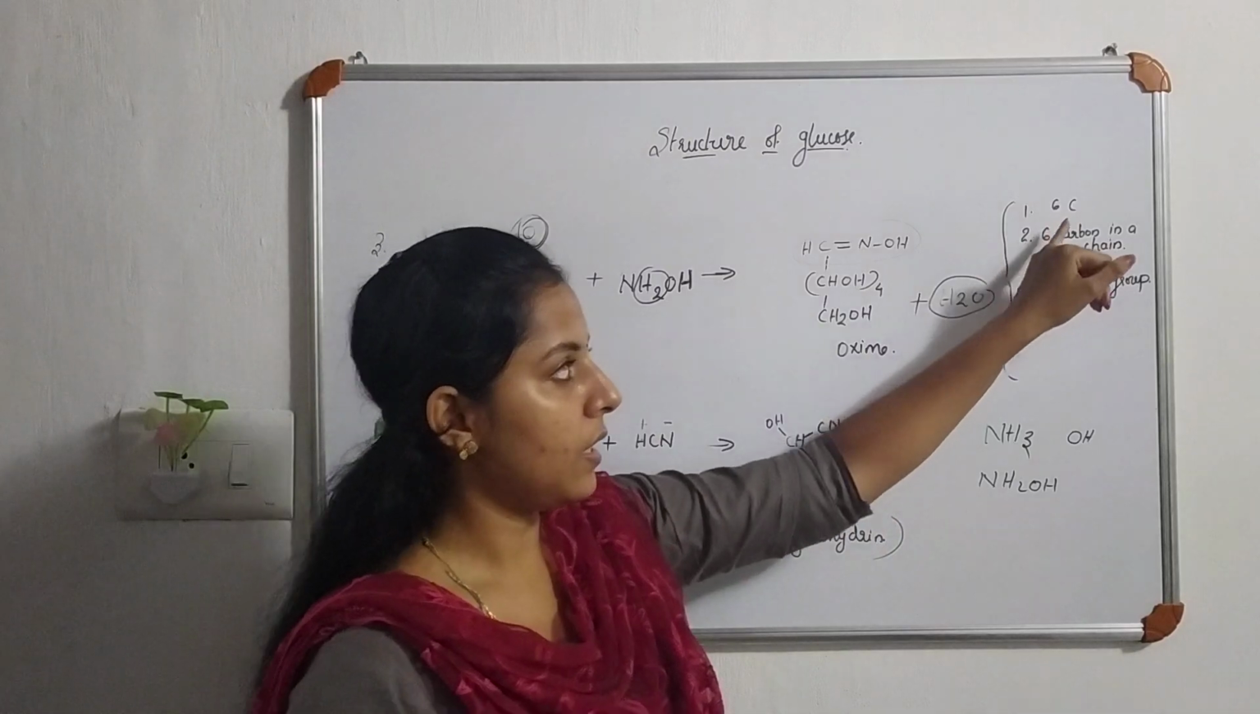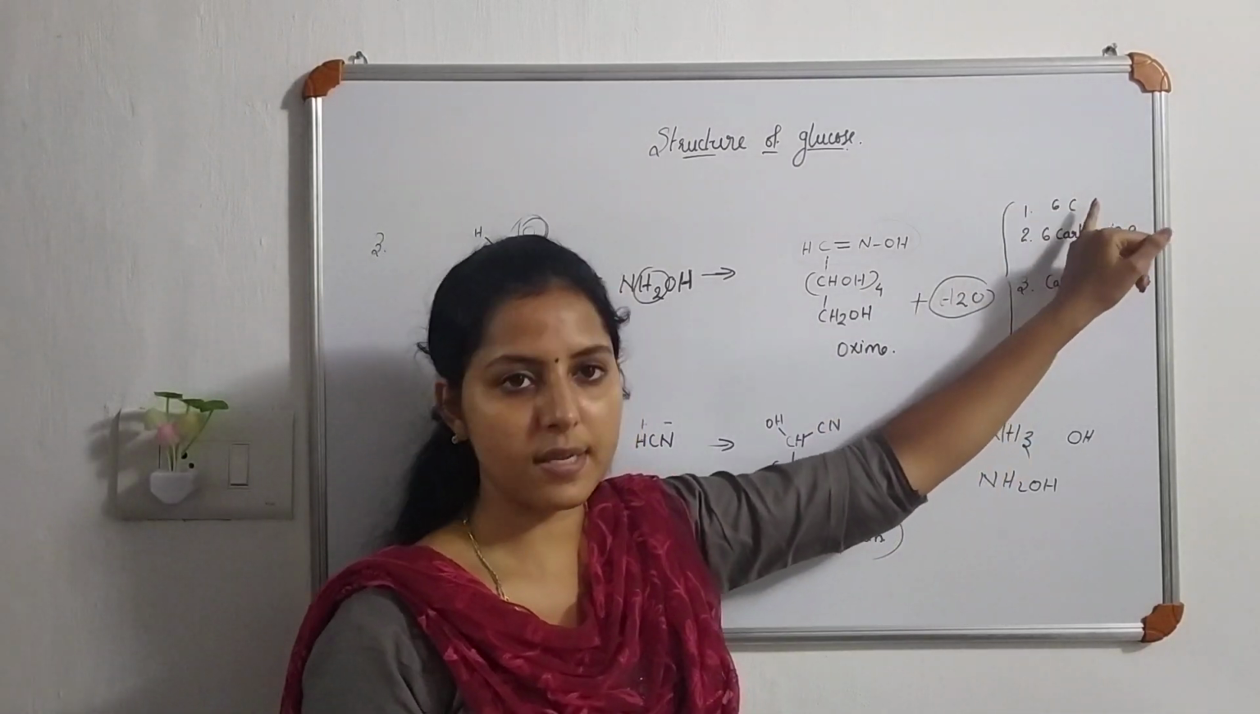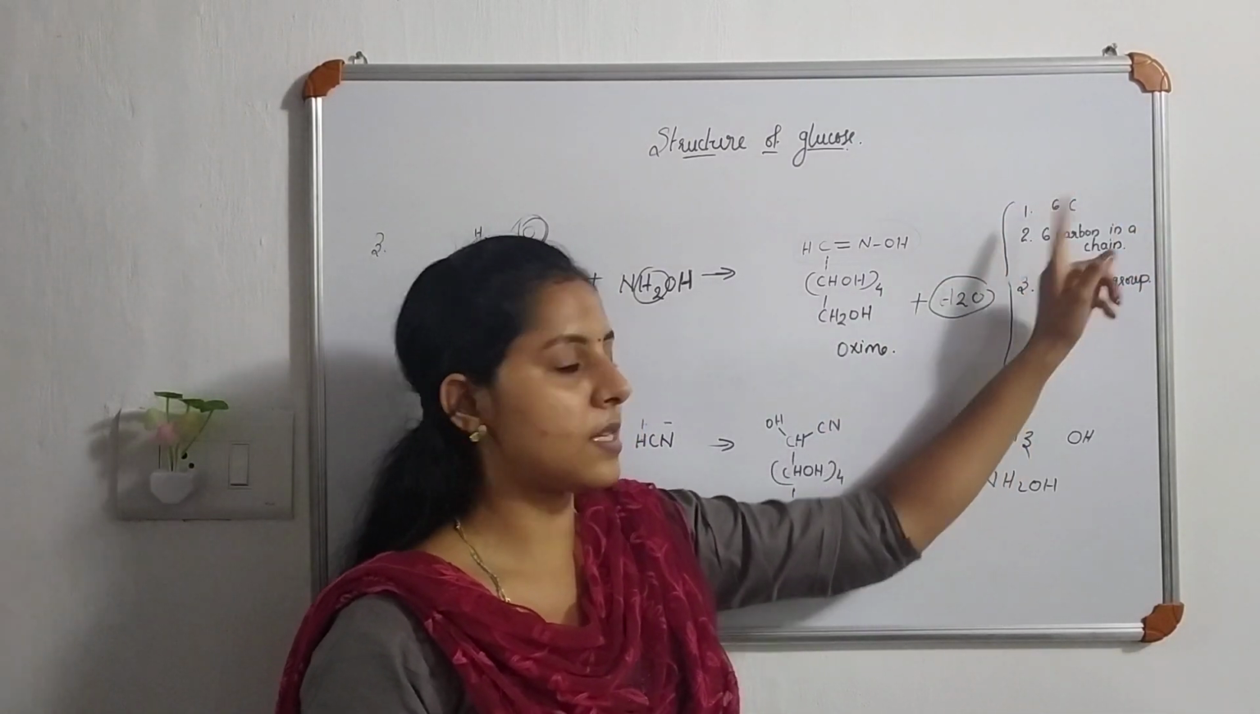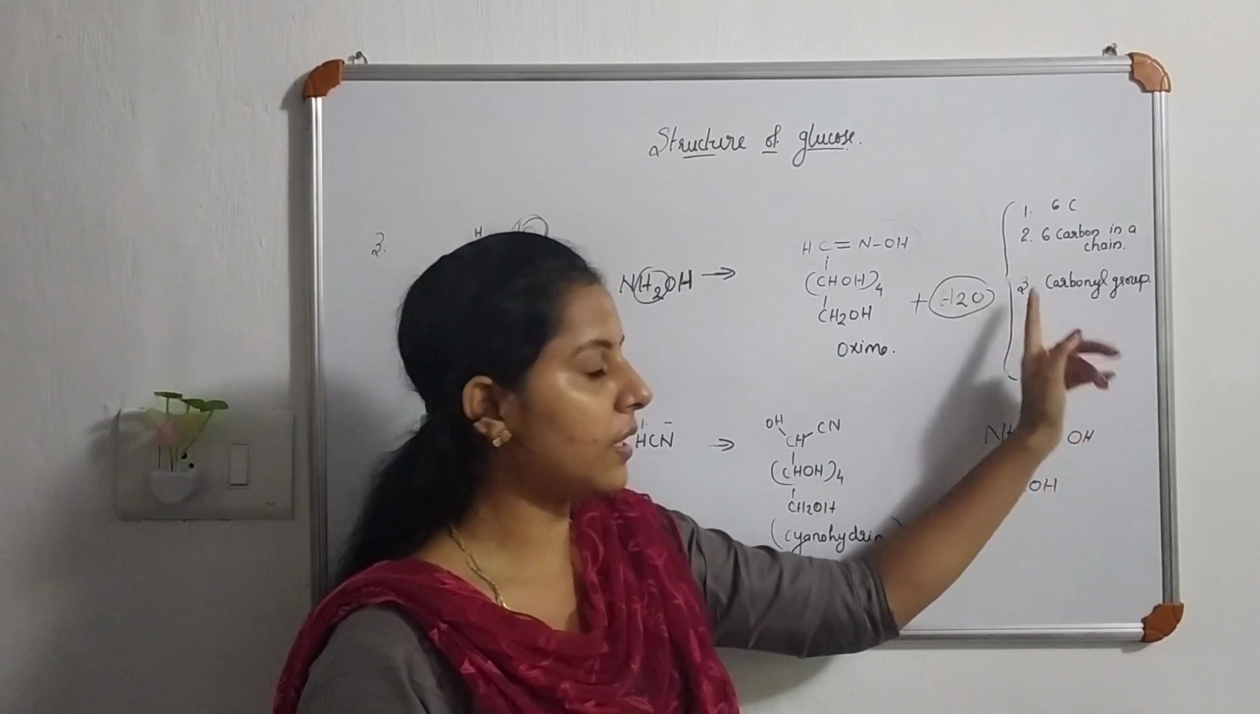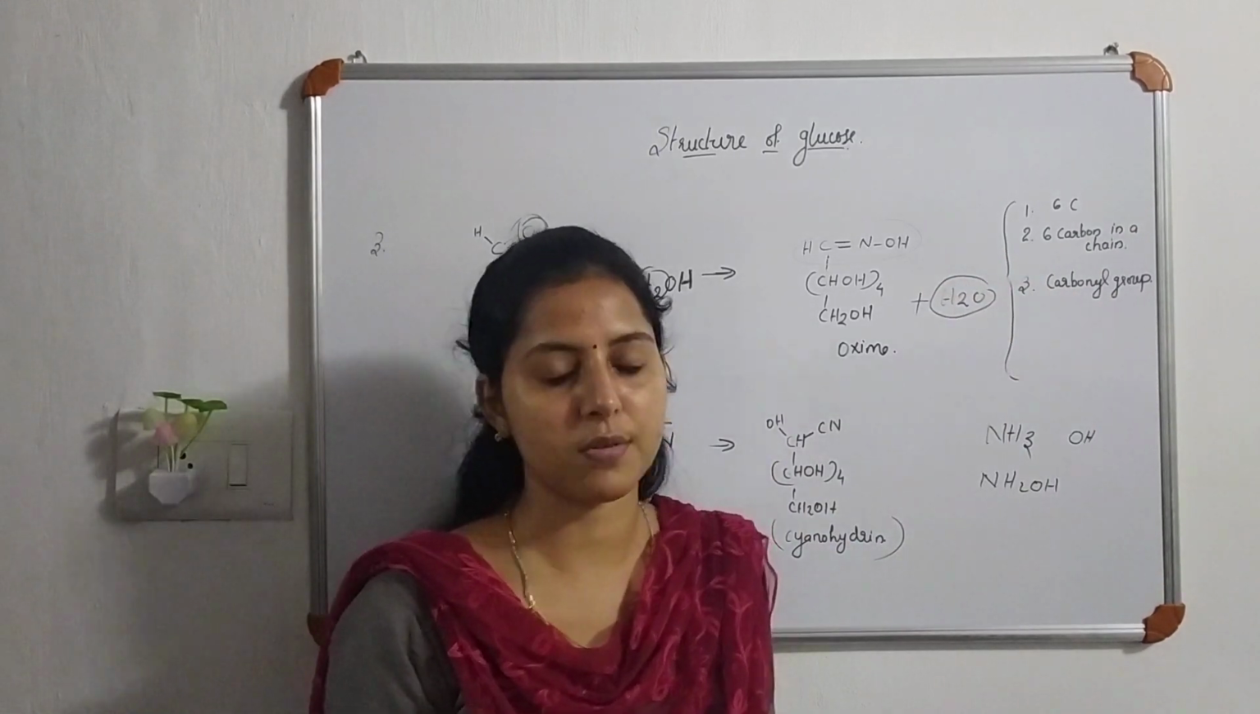So we get the points. First one, there are 6 carbon atoms. Second, the 6 carbon atoms are in a straight chain. Third, there is a carbonyl group in glucose.